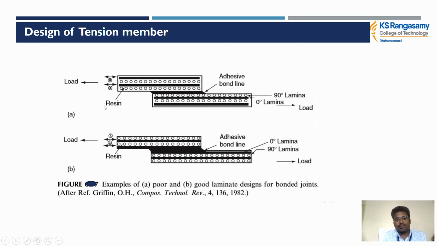Next, I come to the design of tension members. Tension means a pulling load acting on the outside of the material. The load comes from the outer direction, here as well. This is totally a pulling load on these two laminates. So this is the design of the tension member. Here we can see this one is a poor laminate design and this one is a good one. The reason is that the bonded joint can be bonded easily from this area.